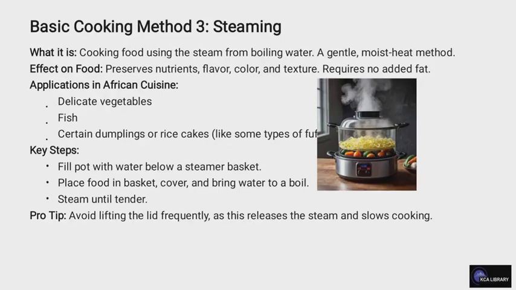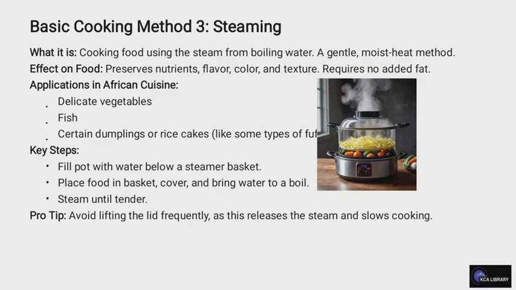Next method is steaming. Steaming is cooking food using the steam from boiling water. A gentle, moist heat method. It helps preserve nutrients, flavor, color, and texture. It requires no added fat. This can be done on delicate vegetables, fish, and certain dumplings or rice cakes.